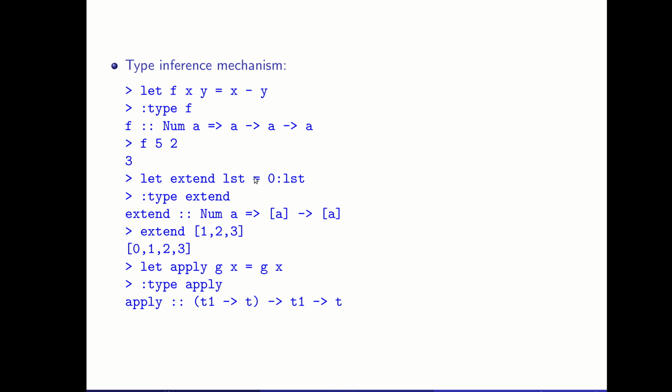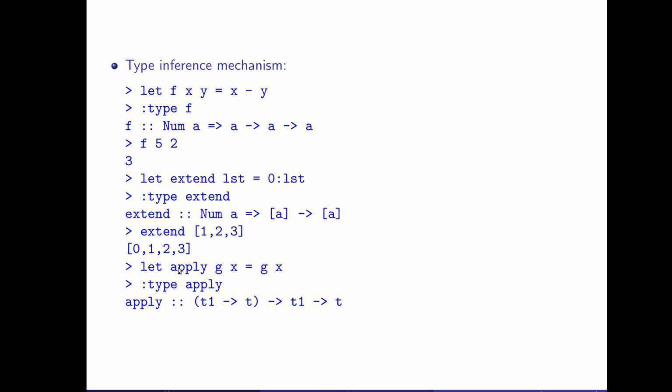What type of numbers will they be? Integers or fractional or different things like that? We don't know now, but we do know they're numbers. Okay, and then I've called extend on 1, 2, 3, and it gives me 0, 1, 2, 3.